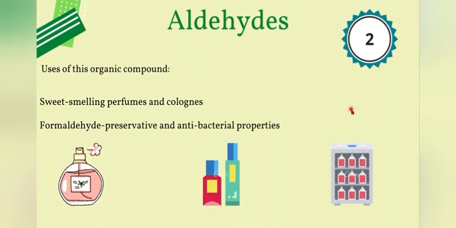Some of the uses for aldehydes: they can be used as sweet smelling perfumes and colognes, or formaldehyde, a part of aldehydes, can be used as a preservative and for antibacterial properties. So these are sweet smelling perfumes and colognes, and the preservatives for antibacterial properties.